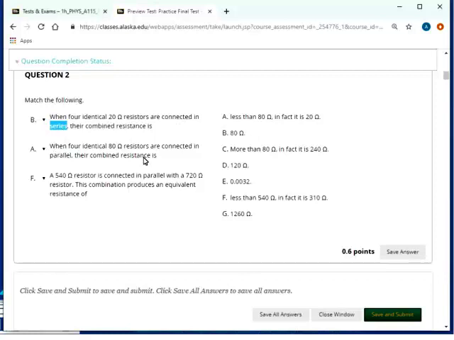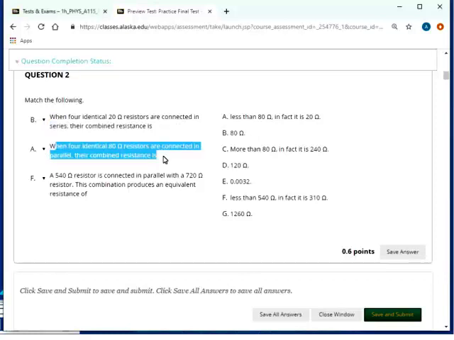4 identical 80 ohm resistors are connected in parallel. Their combined resistance is, so in parallel, you have to add the reciprocals: 1 over 80 plus 1 over 80 plus 1 over 80 plus 1 over 80. When you do that, you come up with a very small number. You invert that again, and you come up with 20 ohms. So the first answer is correct.